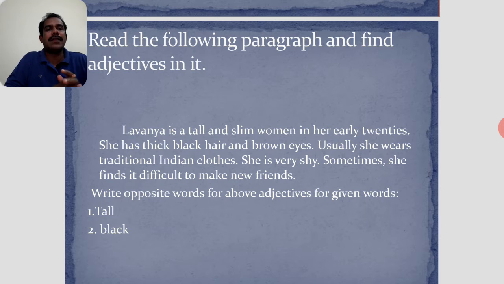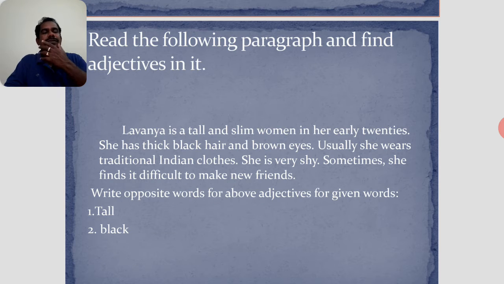Here we can find some adjectives from this paragraph. For example, Lavanya is tall. Tall is an adjective. She has thick black hair. Thick black is an adjective. She is shy. She is very shy is also an adjective.